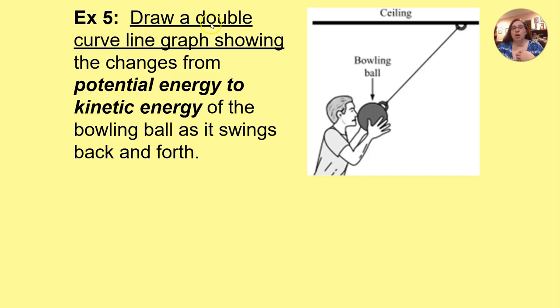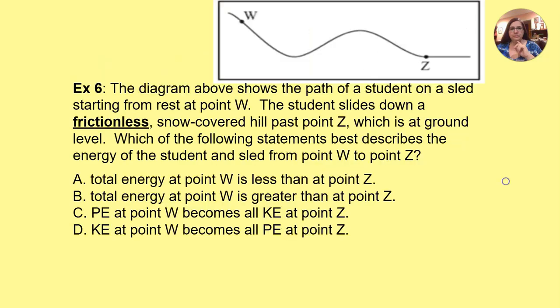Same thing with this one. We want to draw a double curve line graph showing the changes from potential energy to kinetic energy. So we want energy on our y, and the process or the time of the swing on our x. And we're going to track the changes in energy. We have one line for potential energy, where the potential energy would start high and then go low, and then as it swings back the other side, potential energy is going to go back up. Our kinetic energy will be drawn with a second line, which is going to start low because it has 0 kinetic energy to start. Then as the potential energy goes down, the kinetic energy goes up, so that when potential energy is 0, kinetic energy is maximum, and then it's going to go back down again. Again, I'll draw this in class as well.